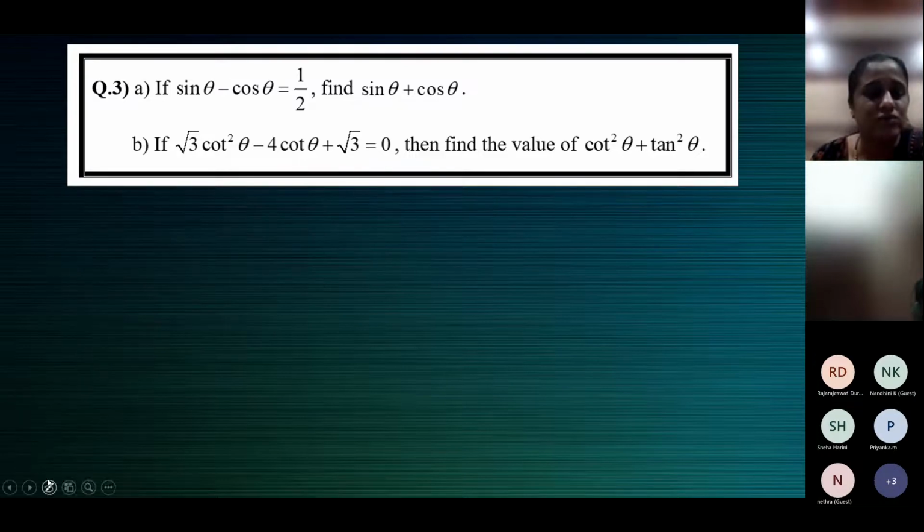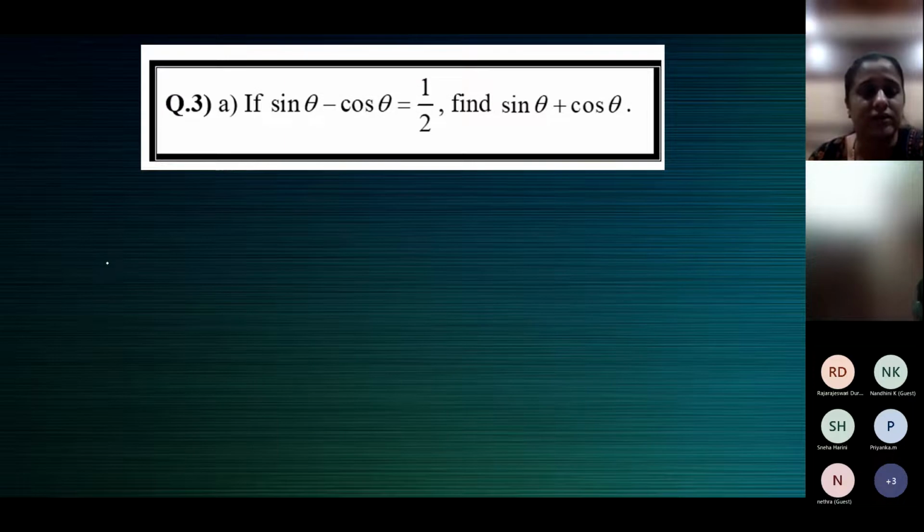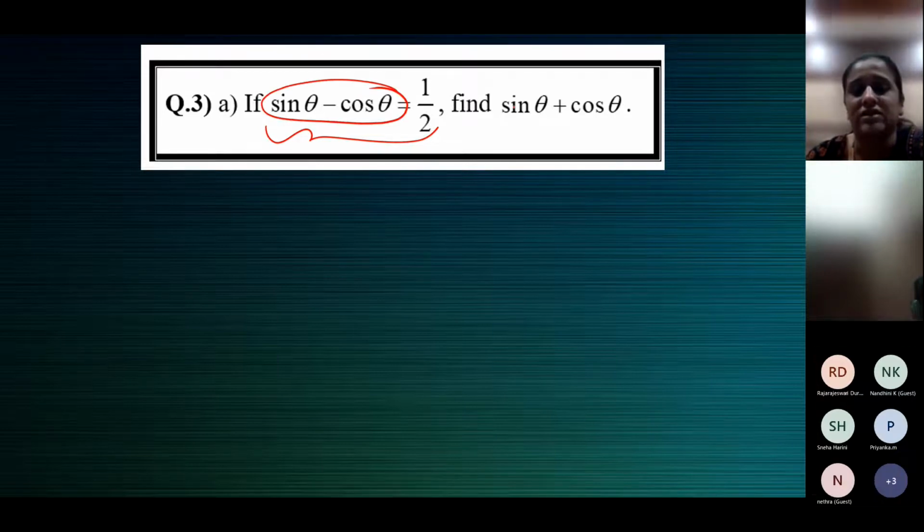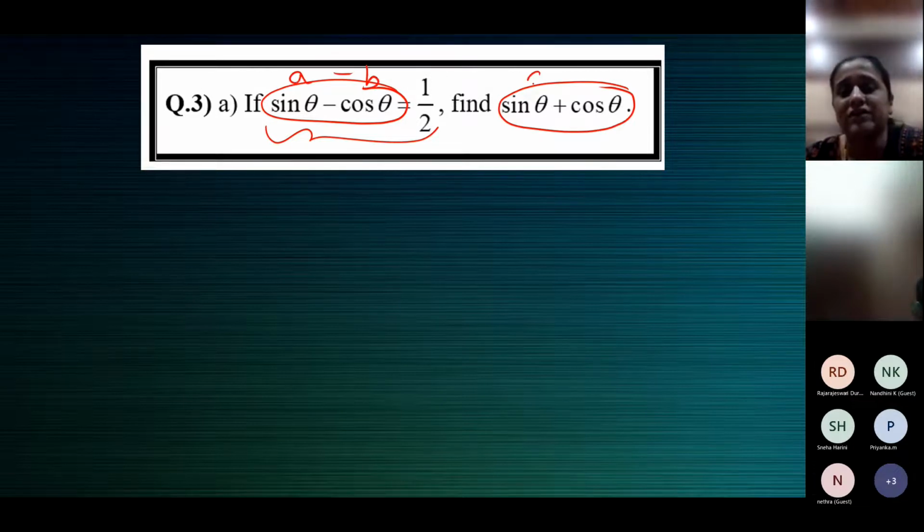And that is what we use to solve the first one. This one, 3a. How is it? We are given the value of sine theta minus cos theta. And we have to find the value of sine theta plus cos theta. Like we are given the value of a minus b, and we have to find the value of a plus b. It's like you're given the value of a minus b, sine theta minus cos theta, and you have to find the value of a plus b, sine theta plus cos theta.